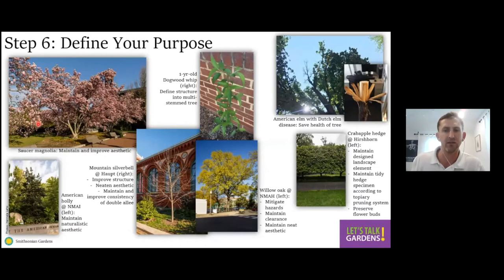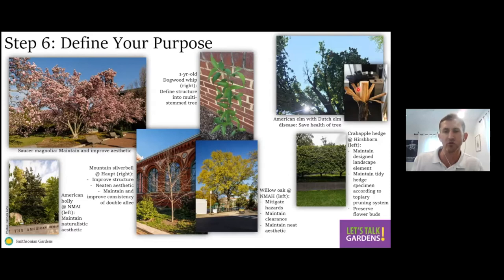We have this flowering mature saucer magnolia in our Hauptgarten. Our objective with this tree is just to keep it looking nice, not much else. Along the same lines, this American holly in our naturalistic landscape at the American Indian Museum, we just want it to look natural, so not much pruning needed. On the other hand, this large mature oak tree over a playground, our objective there is to keep the people beneath it, the kids playing below, safe. So we want to make sure that we're managing for hazards and doing as much as we can to keep this tree structurally in good condition.